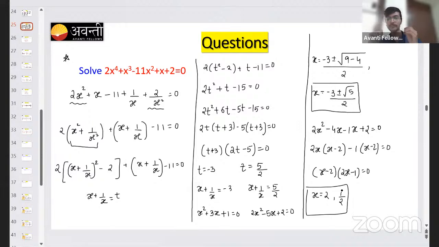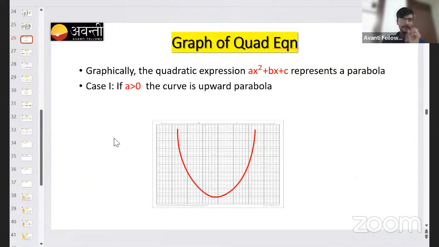What we are going to do now, we are going to do two things. That is graph of quadratic equation and location of root. So first, let us go to the graphs here. So as you all know, how does the graph of a quadratic equation look like? The graph basically looks like a parabola shaped U.